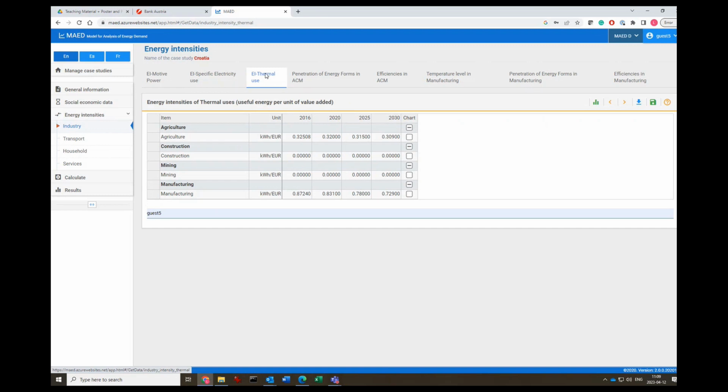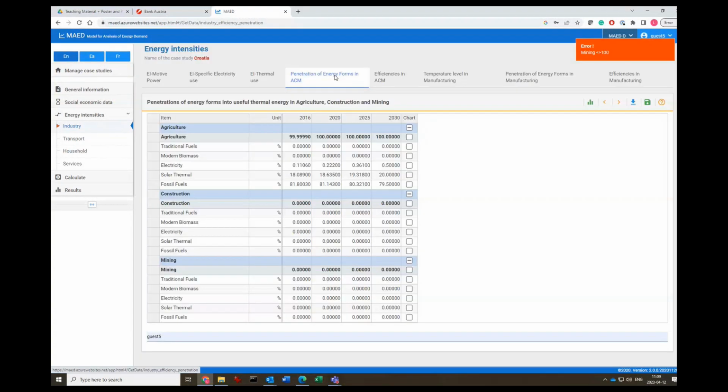thermal uses. For thermal uses, as you remember, there is an additional step where we first have to calculate the useful energy. We will do this separately as well, and the Excel might help you in that. This is where we will be calculating the thermal energy needs in terms of useful energy. This is the same structure: agriculture, construction, mining, and manufacturing. And for the model to calculate the final energy, we need to provide the penetrations of energy forms. This is the first thing, and then it will be efficiencies as well, if you remember the way Soufiane was presenting.